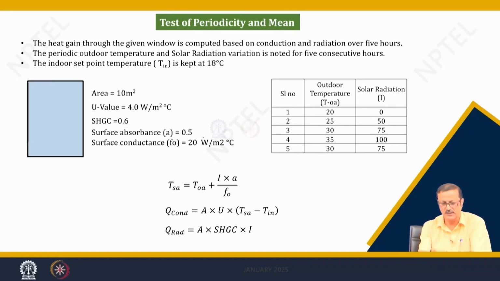For serial numbers 1, 2, 3, 4, 5, the outdoor temperatures are 20, 25, 30, 35 and 30, just some random numbers, and I have also taken the solar radiation for those 5 hours as 0, 50, 75, 100 and 75, again random numbers. I have 10 meter square of window area, and those are the property values. So, I want to calculate the solar air temperature for those 5 hours, calculate the conductive gain and radiative gain for those 5 hours, add them up and see what the effect is, and then see what the effect is for the mean way.